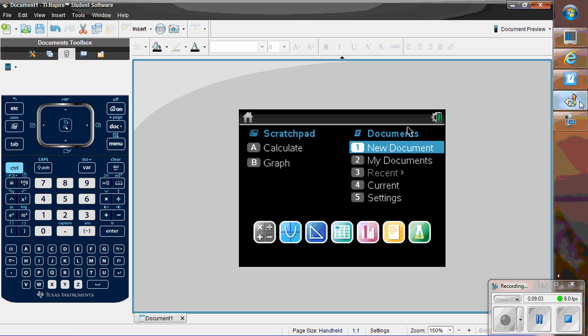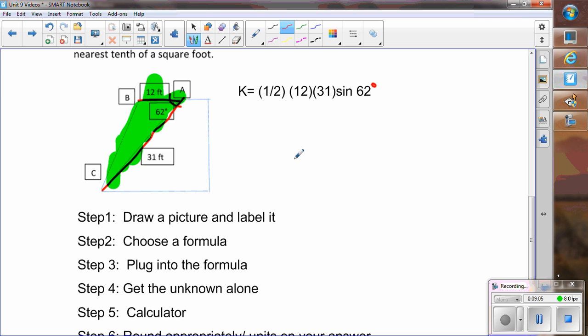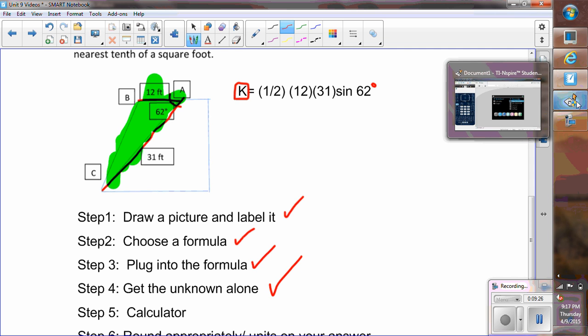So when I go over to my calculator, let's just go back and talk about this for 1 second. I drew a picture and labeled it. That was done for me. I chose the formula. It said area. There's only one formula for area, so I have it. I've plugged into the formula. And now the unknown is alone. This is K. This is my friend, the unknown. It's all by itself. So now I can use my calculator.